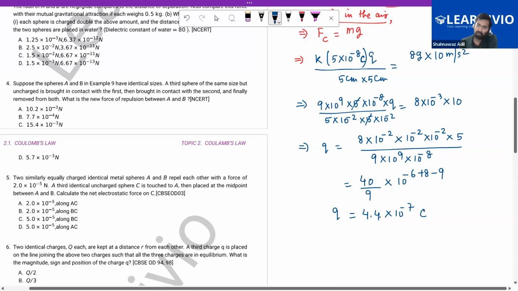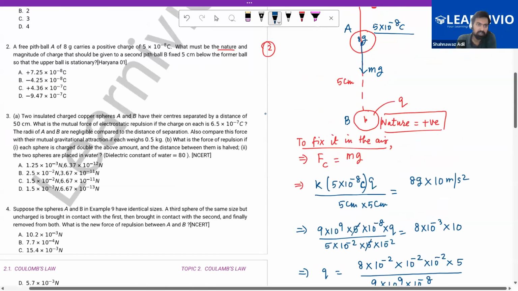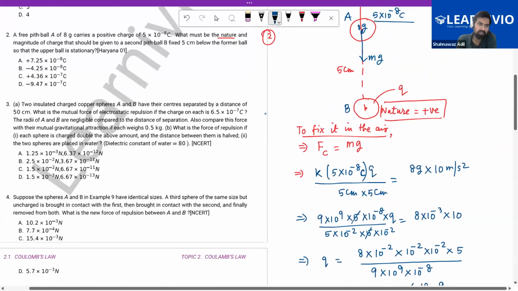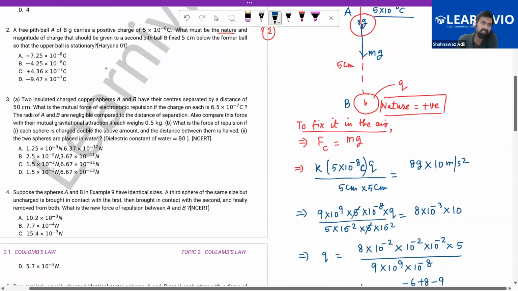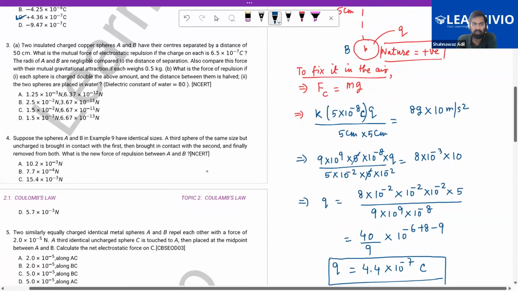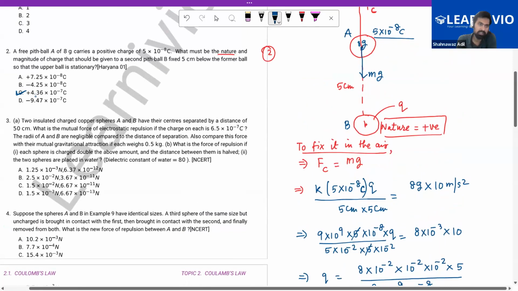Right. So this would be the answer. Do we have this option? 4.36 into 10 to the power. So this is the nearest one. Right. This is the nearest one. So the order is 10 to the power minus 7. So this is the nearest. Right, guys?